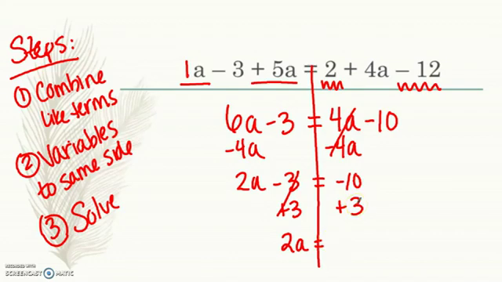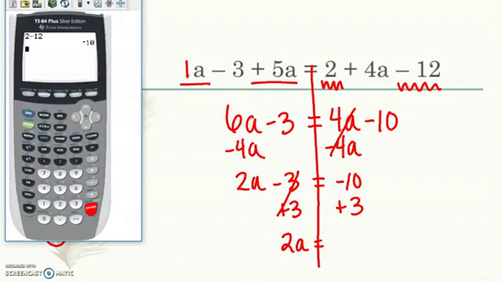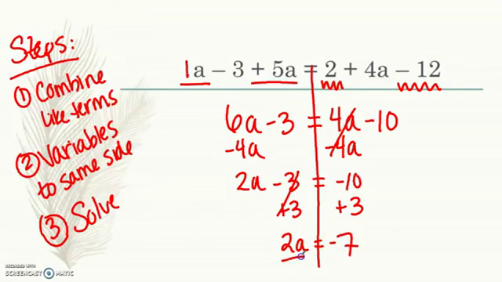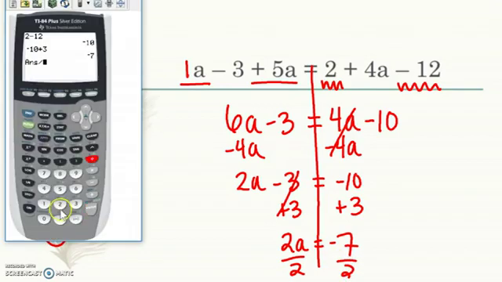In your calculator, and I'll actually just do it with you because I'm going to do the division. Negative 10 plus 3 is negative 7. Perfect. And then I divide by 2, right? When I divide that by 2 in my calculator, it gives me negative 3.5. If you want to give me that answer, that's fine.